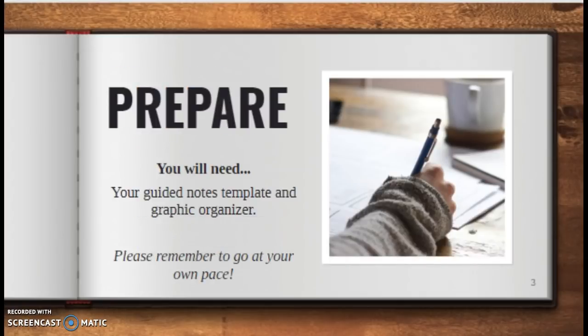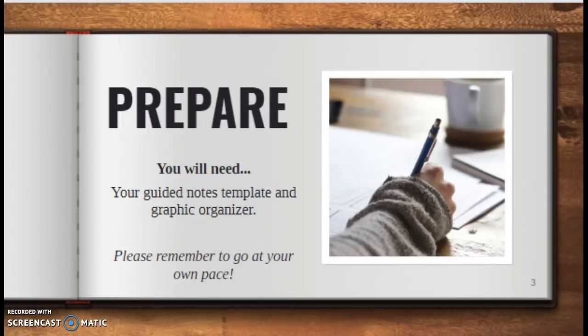In order to get prepared for this lesson, you're going to need your guided notes template that you were supposed to have completed for homework and a graphic organizer. A hard copy should have been distributed to you at the beginning of class. If you do not have a hard copy, please ask Mrs. Young. And if you decide to do it digitally, please make sure you have your split screen on when that portion of the lesson takes place.